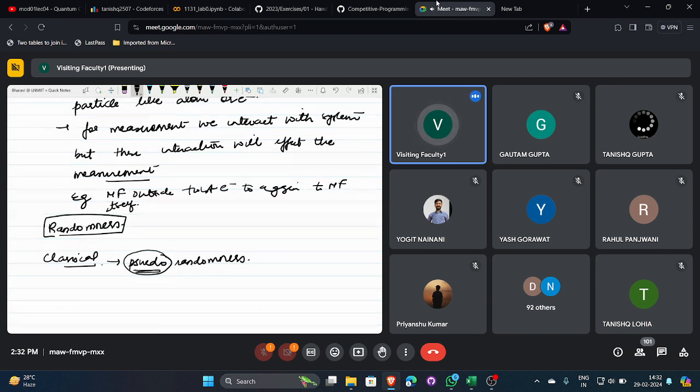What does it mean? Suppose you are using random number generators. Normally, if we have a modulus operator or do some multiplication, and you repeat the same operation, you get the same set of numbers. It appears to be a random number, but if you perform the same experiment, we get the same result. Such experiments we call pseudo random.